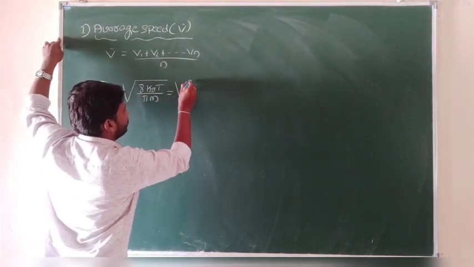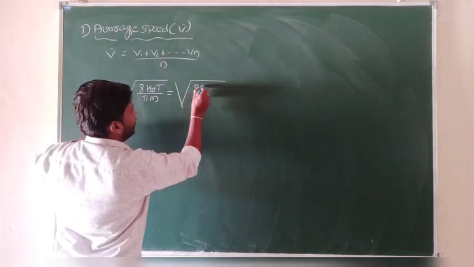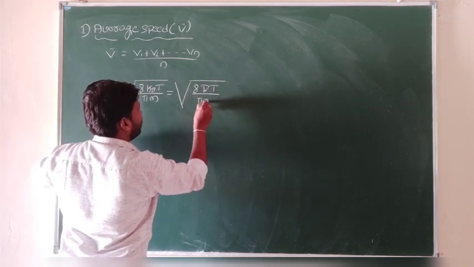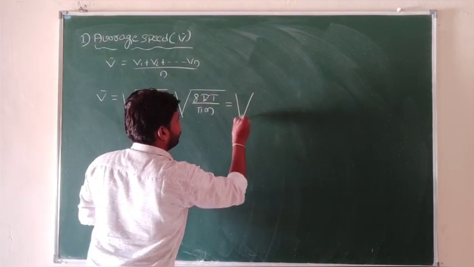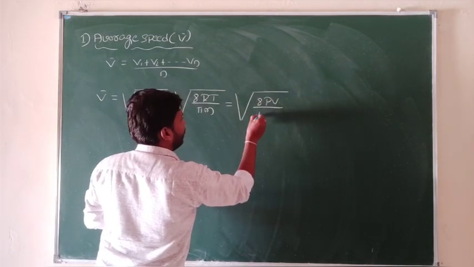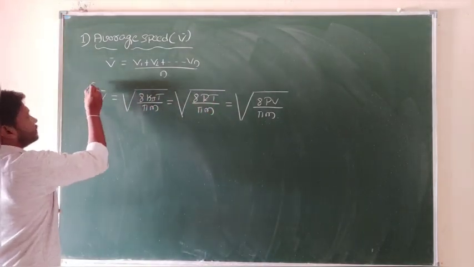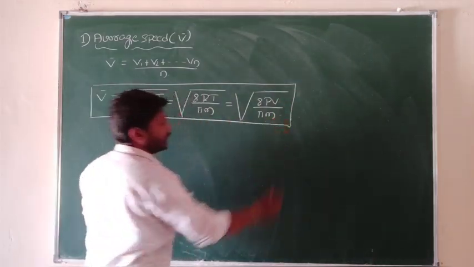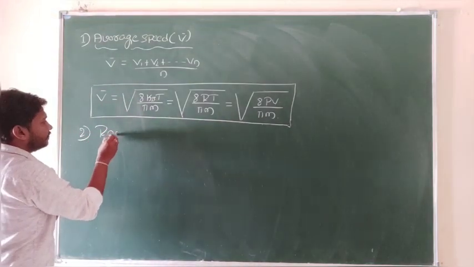One more form I can consider is 8 times KB into T, which is nothing but R into T divided by pi into M. And one more form: PV is equal to R into T, so 8 P into V divided by pi into M. So these are all the required expressions for average speed, the arithmetic mean of speed of all the gas molecules. And next one is root mean square speed.